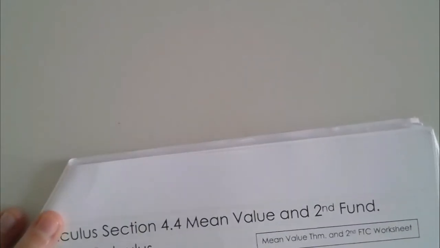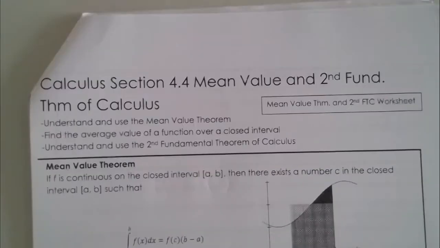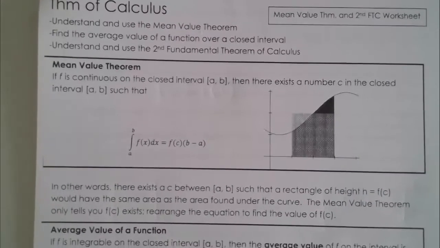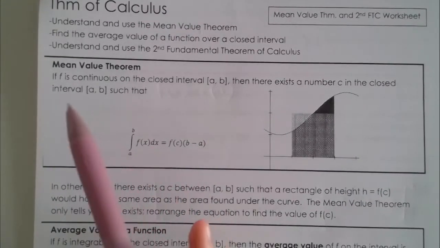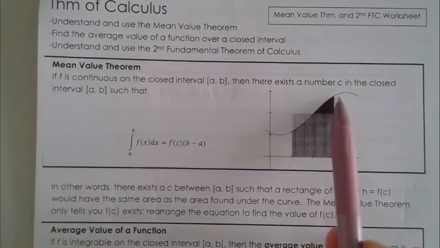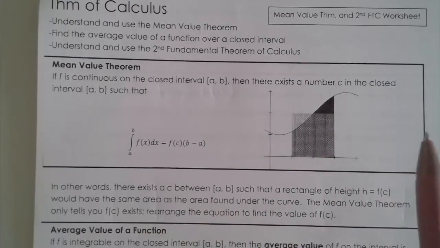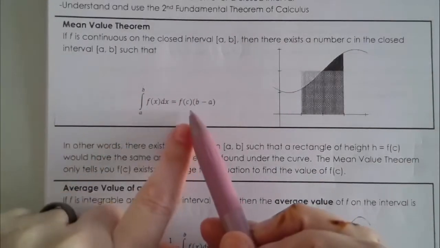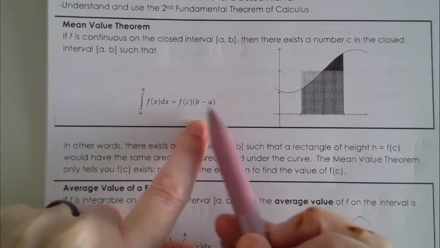And we're going to look at the mean value theorem and the second fundamental theorem of calculus next. So first up is the mean value theorem. The mean value theorem says that if f is continuous on the interval from a to b, then there exists a number c on the closed interval from a to b such that the integral from a to b is equal to f of c times b minus a.